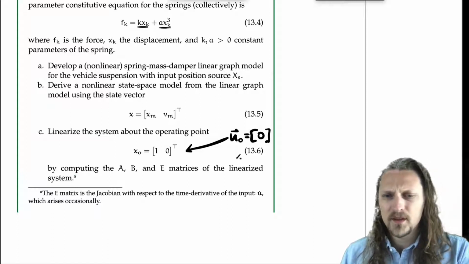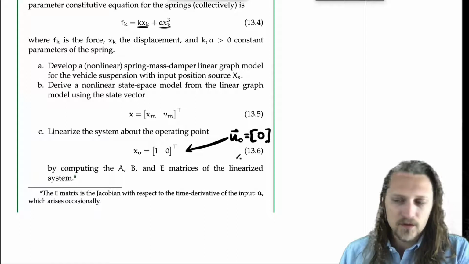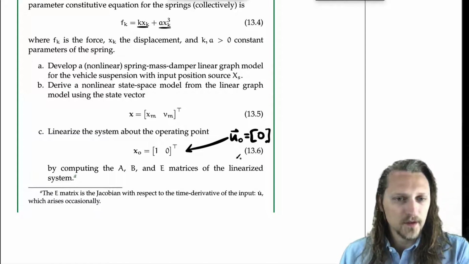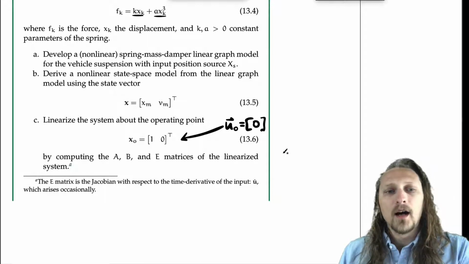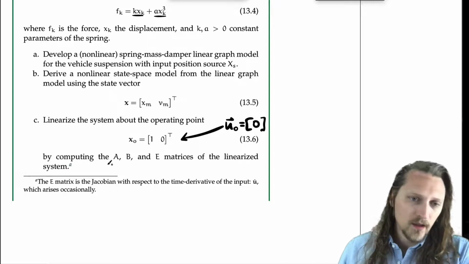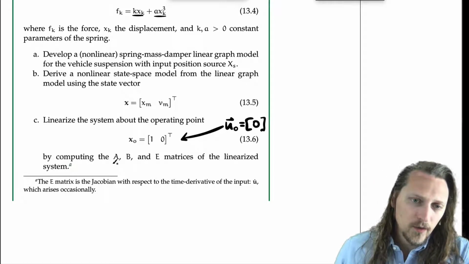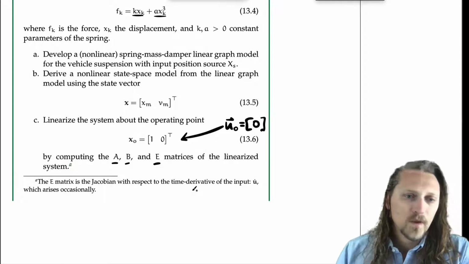So this system isn't highly nonlinear, so it'll be pretty nice for most choices of parameters to linearize it if we stick around that operating point. We're going to linearize it by computing the A, B, and E matrices of the linearized system. So the Jacobians are what we need. You might think, okay, I know the A matrix, I know the B matrix. What the hell is the E matrix?